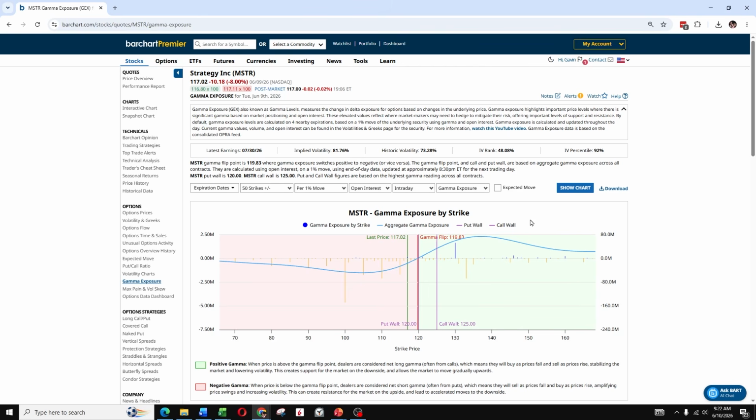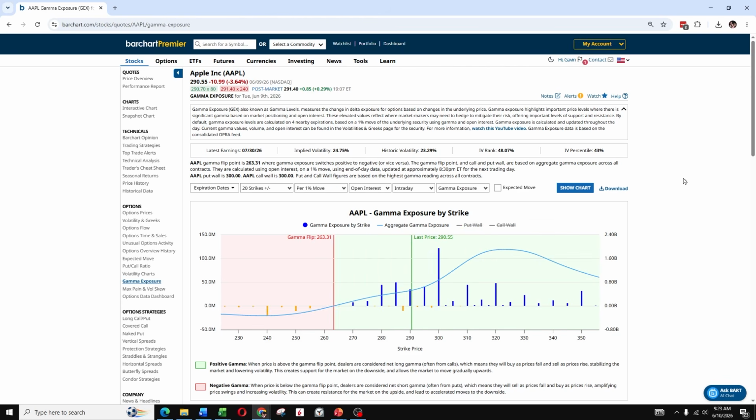And that's exactly what we're going to do right now. We're going to look at a different example that has much better gamma structure. So if we're looking at Apple, you can see a really clear difference here. The stock's trading at 290.